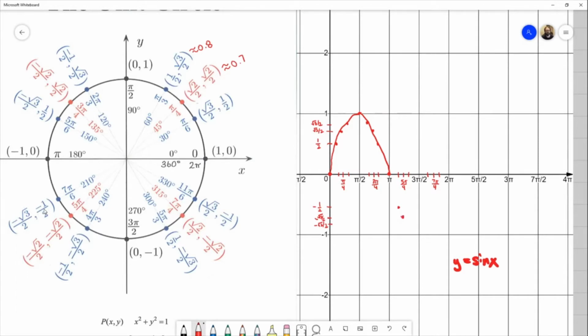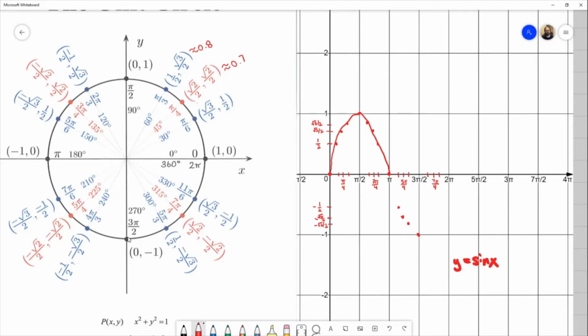The next tick mark corresponds to the angle 4 pi over 3. The y coordinate of the point that corresponds to 4 pi over 3 is negative root 3 over 2. And then finally, when we get to the angle 3 pi over 2, the y coordinate of the point that corresponds to the angle 3 pi over 2 is negative 1. We're down here at the bottom of the unit circle.